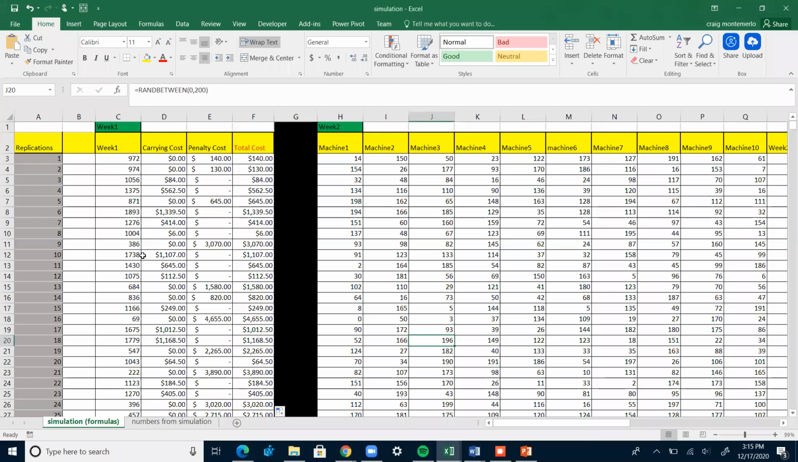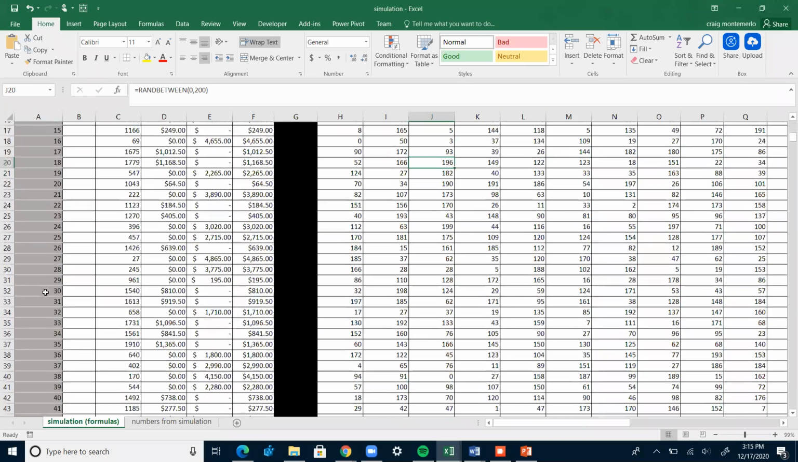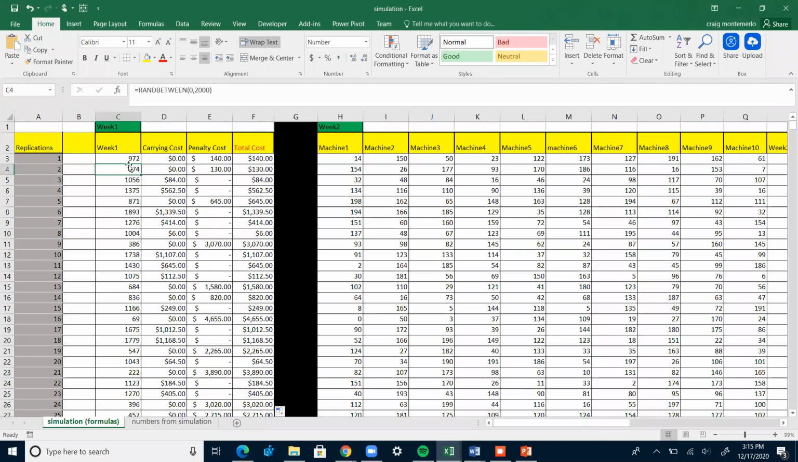So on the left side here, this is the single machine, and we've replicated this 100 times. So over here, we just have random between 0 and 2,000. So the middle of 0 and 2,000 is 1,000. So that's what we anticipate the average to be. We've done this 100 times.